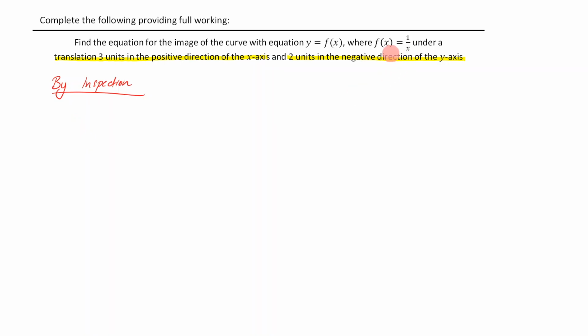If I've got f of x is equal to 1 on x, and I've got a translation of 3 units in the positive direction of the x-axis, that means I'm going to get 1 over x minus 3. Remember, because it's positive, you've got to change the sign because it's a movement in the x-axis. And then I've got 2 units in the negative direction of the y-axis. I don't have to change the sign here. Just like that, I'm done. 1 over x minus 3 minus 2. That's it. That's how easy it is to do it.